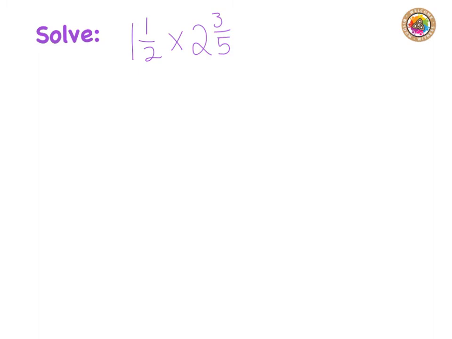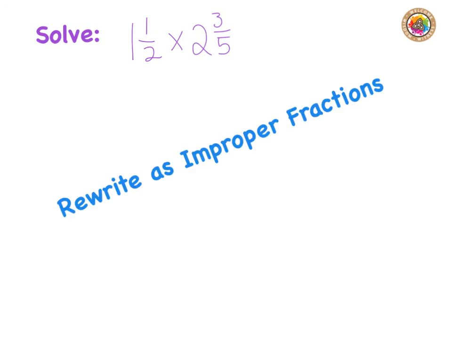Okay, for our next example we have to solve 1 1/2 multiplied by 2 and 3 over 5. So we can see here we have two mixed numbers, a whole number and a fraction together, multiplied by another whole number and another fraction. And before we can do anything there, there's one thing that we must do. We must rewrite them as improper fractions. So we'll get rid of these mixed numbers and turn them into improper, or top-heavy, fractions.